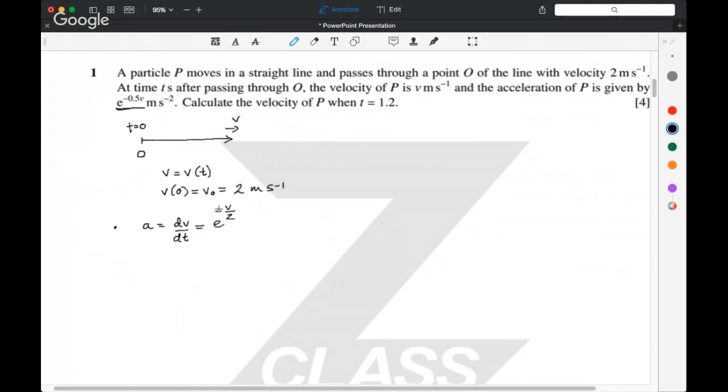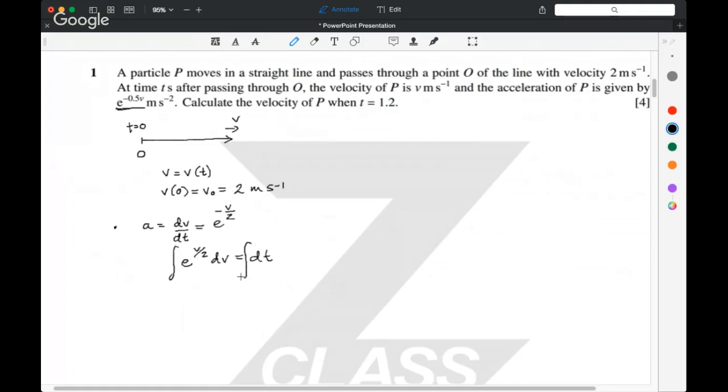So if we take this, it's e to the negative, and we divide on both sides by it, we sort of get e to the positive on this side. So we have e to the v over 2 dv is equal to dt. And now we're going to integrate this.